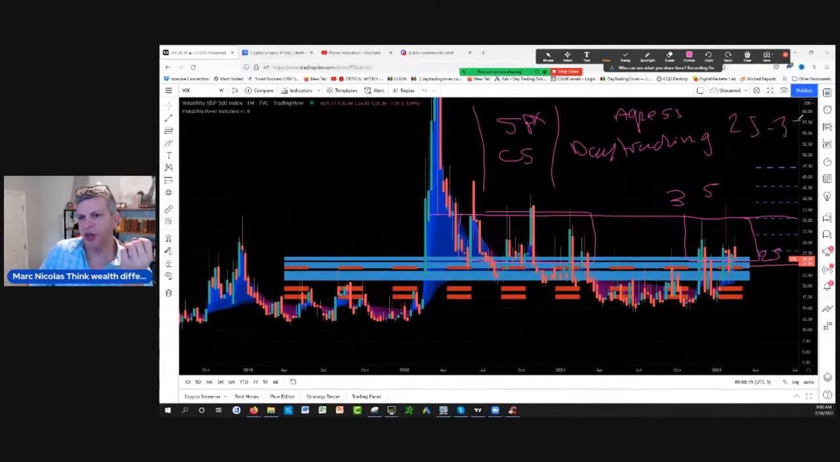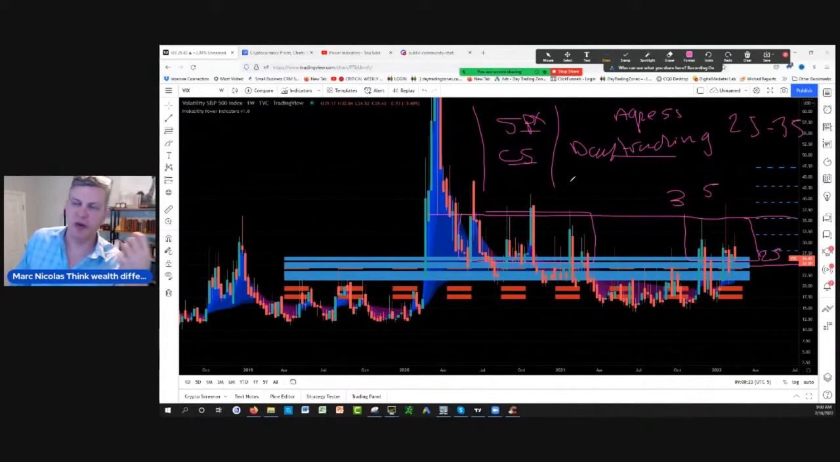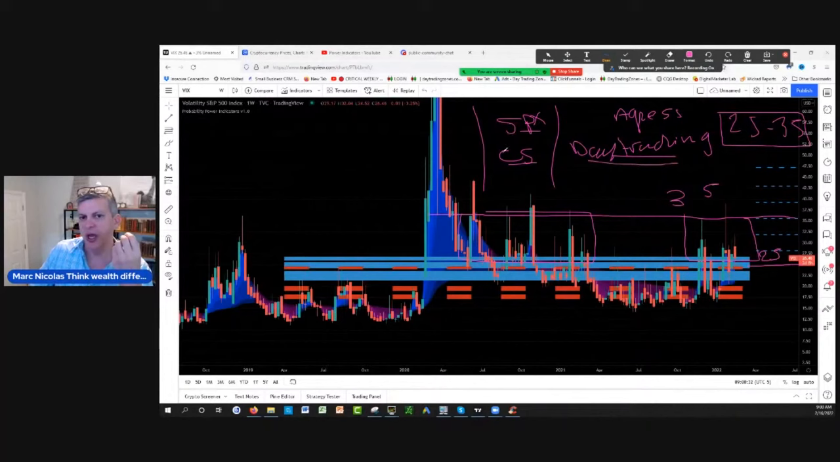The VIX at 25-35 dictates my strategy: day trading or SPX, an aggressive credit spread, right? Because the implied volatility is high. Therefore, if the implied volatility is high, everybody, then I can sell options because the options are juiced. So 25-35 VIX is magic for day trading and for aggressive credit spreads on the SPX or the SPY.